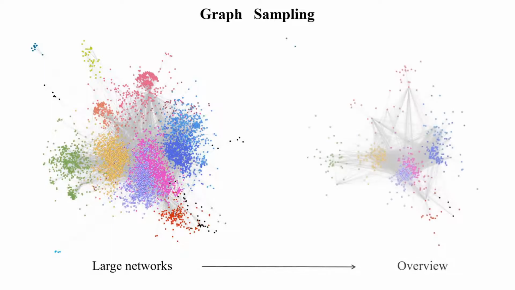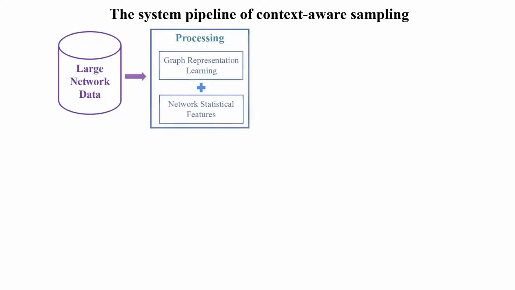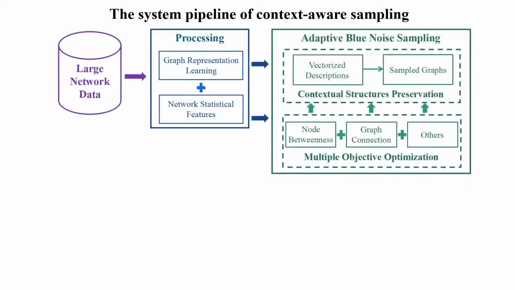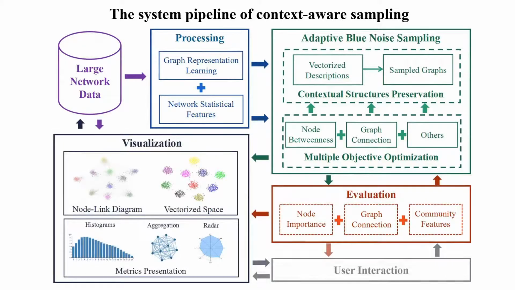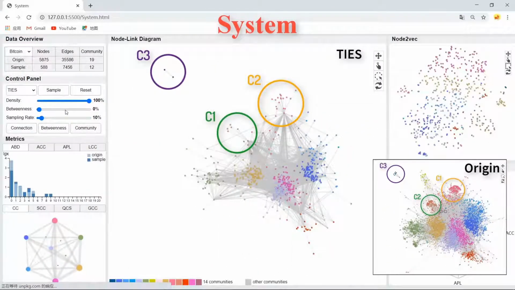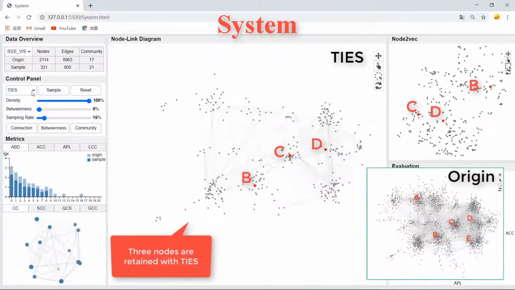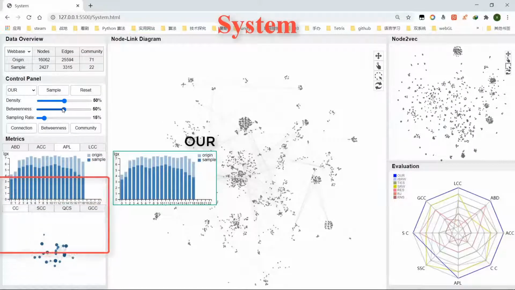Many sampling strategies pay little attention to the preservation of significant contextual structures. In this paper, we propose a context-aware graph sampling method in a vectorized space to preserve not only contextual structures but also significant topological features. Welcome to pay attention to our paper. Its ID is 1259.